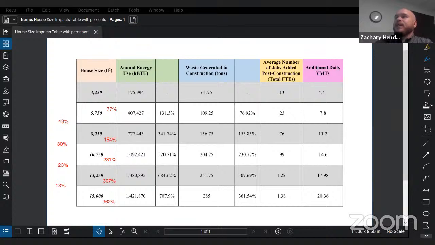I just wanted to explain the numbers you see here. This is the percent of square footage larger than 3250. So 5750 is 77% larger than this. 8250 is 150% larger than this. So that's what these here are. And then this is how much larger 8250 is than 5750, and 10,000 is bigger than that. So that's what the different percentages are, but that's there for you. And then Chris, you had your hand up, so please feel free to make a comment.